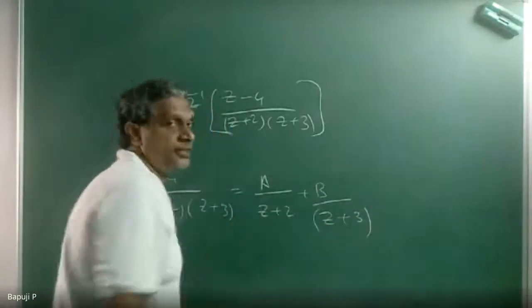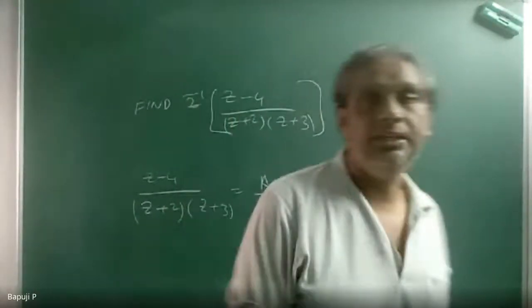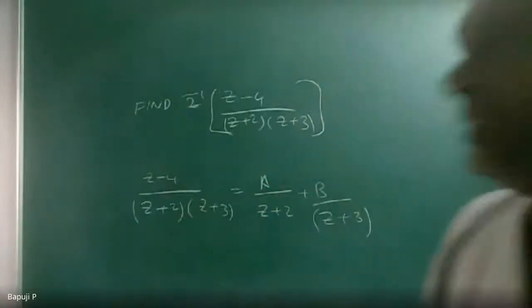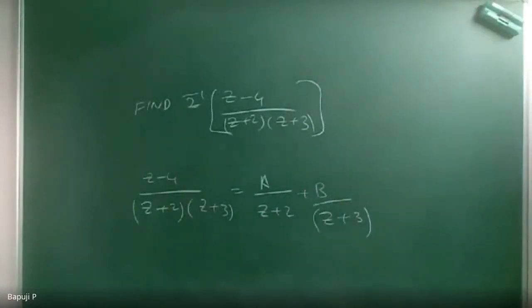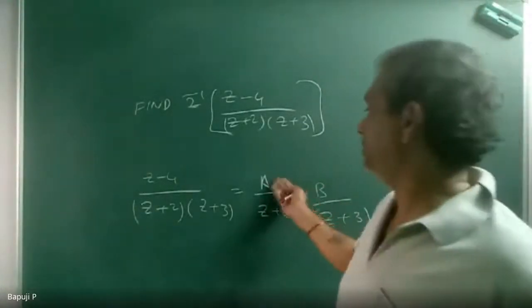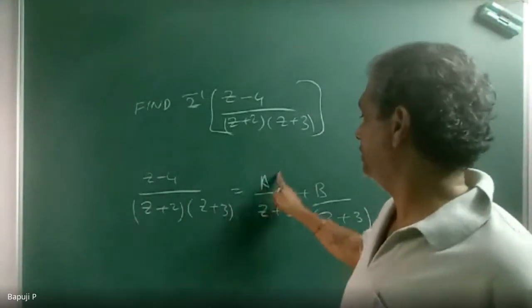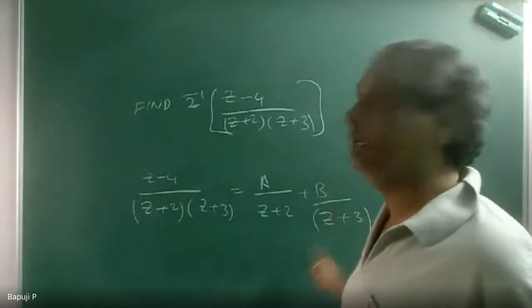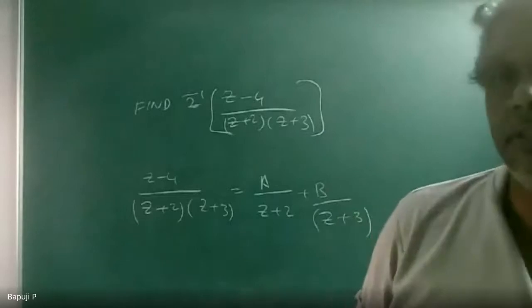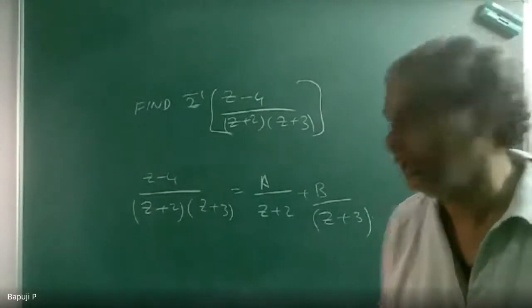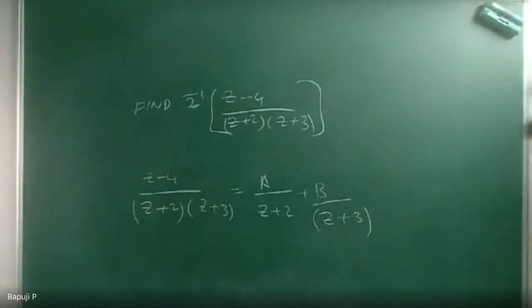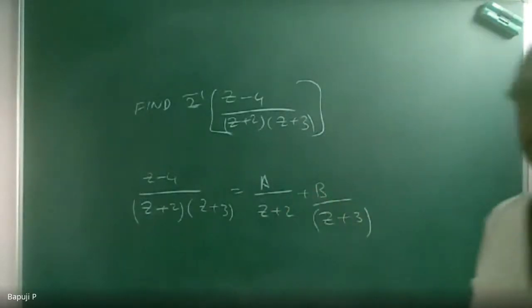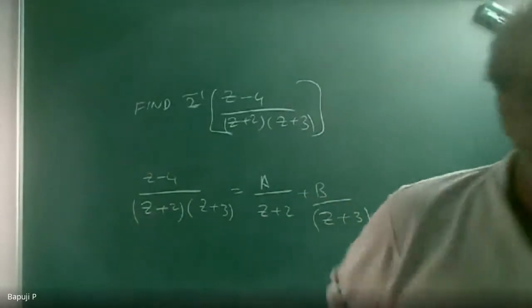Actually here itself we got the answer. Z inverse of 1 by Z plus 2. What is the answer? If you are able to find it, what will be Z inverse of A into 1 by Z plus 2, B into 1 by Z plus 3? There itself we got the answer. So Z inverse of 1 by Z plus 2 and Z inverse of 1 by Z plus 3, what is the answer?